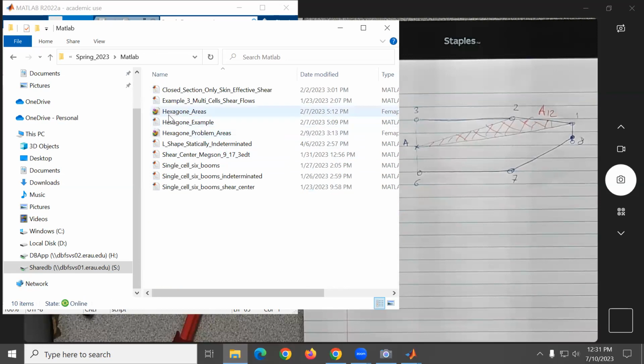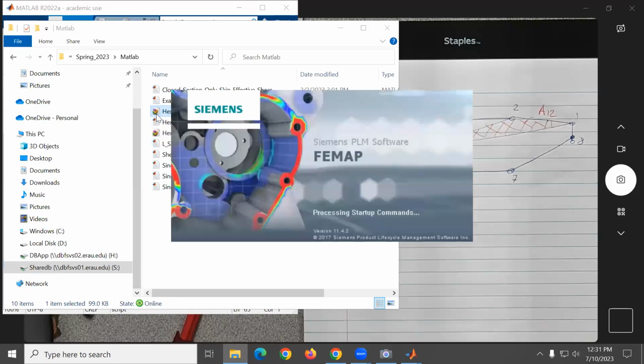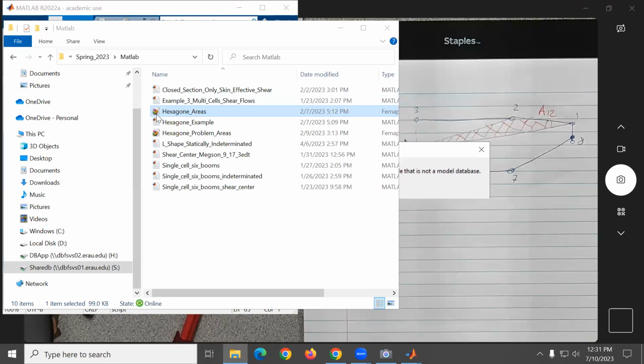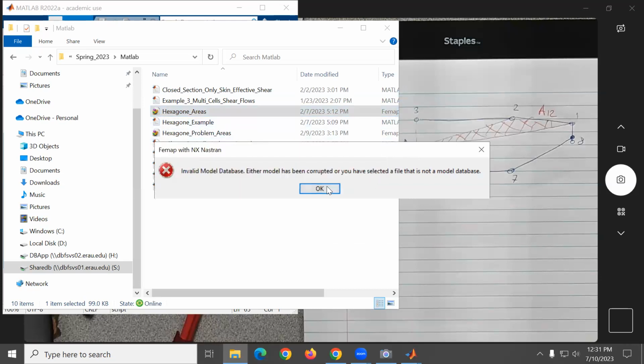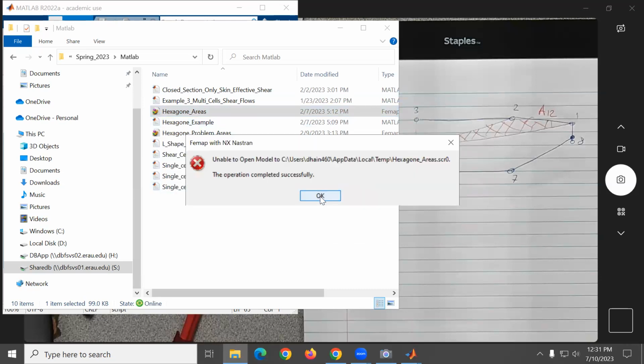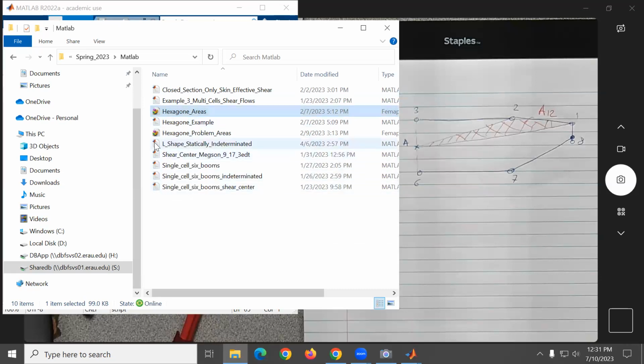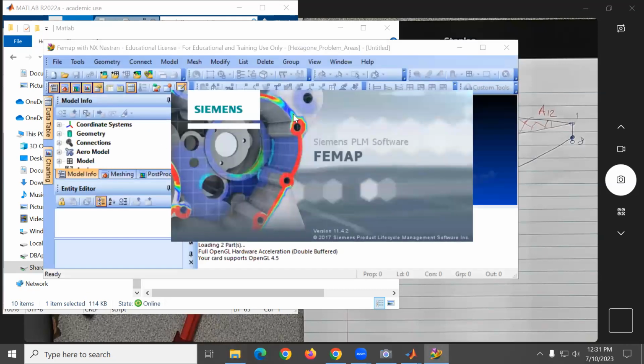Yeah, you see hexagon areas. So I guess it's this one here. They look like two files of the same. But you can do that in CATIA as well. Okay, what happened here? All right, so I guess we might not be able to see it. Okay, that's very strange.